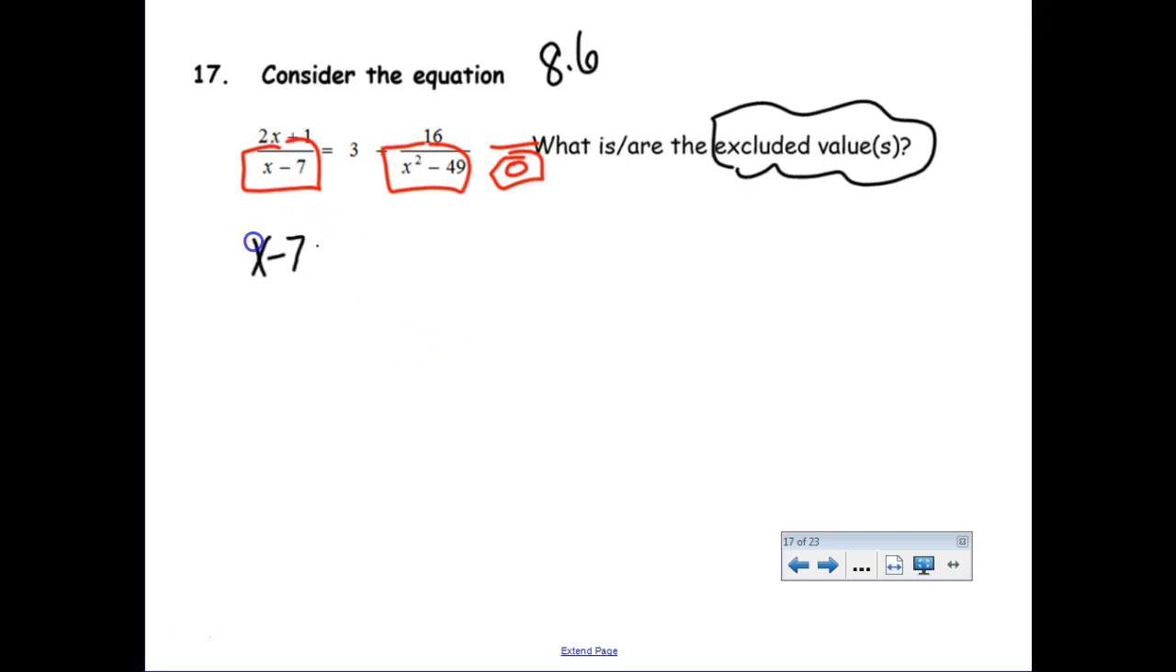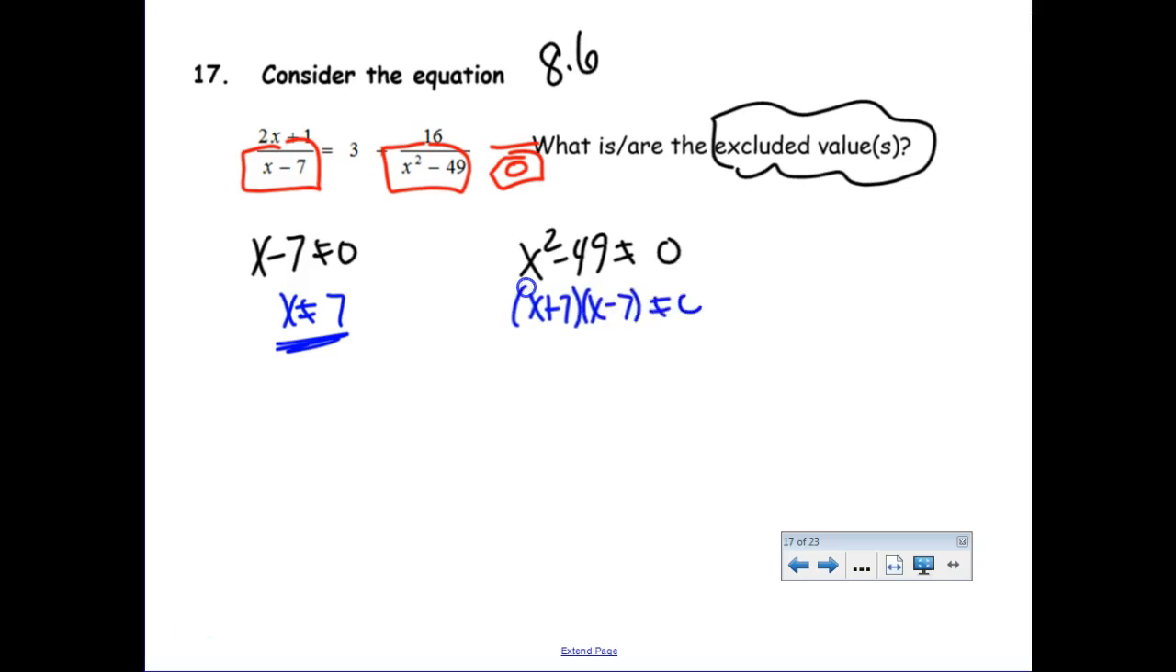I say x minus 7 cannot be 0, and then I set up x squared minus 49 cannot be 0. So your job is to tell me what x can't be. If I solve this anti-equation, I get x can't be 7. And then here you can either square root or factor it, but this factors pretty nicely, right? x plus 7, x minus 7. So this one gives me that same 7 again, but also a negative 7.